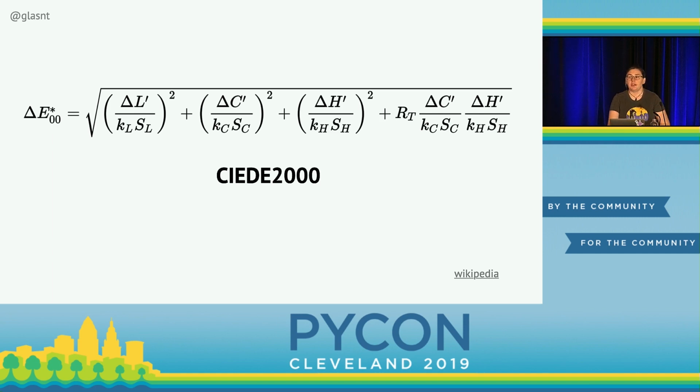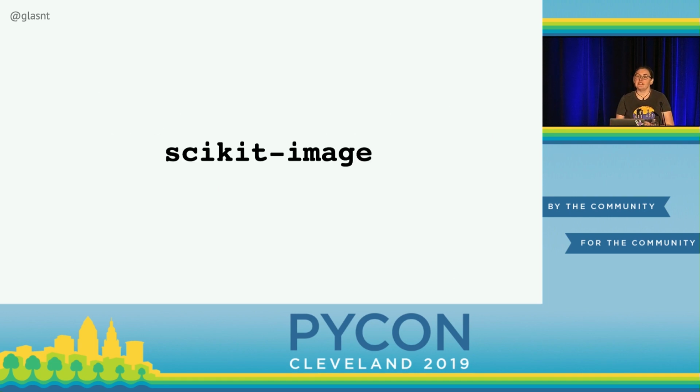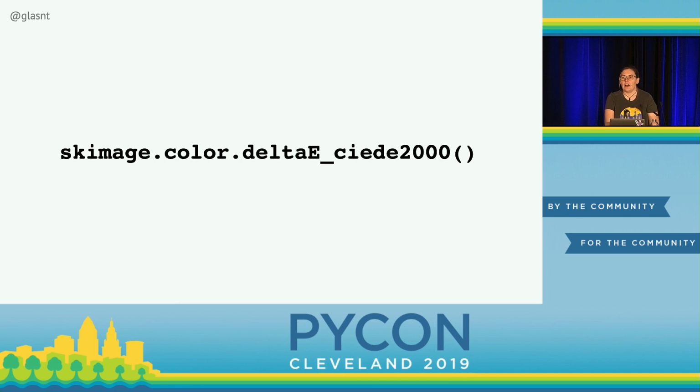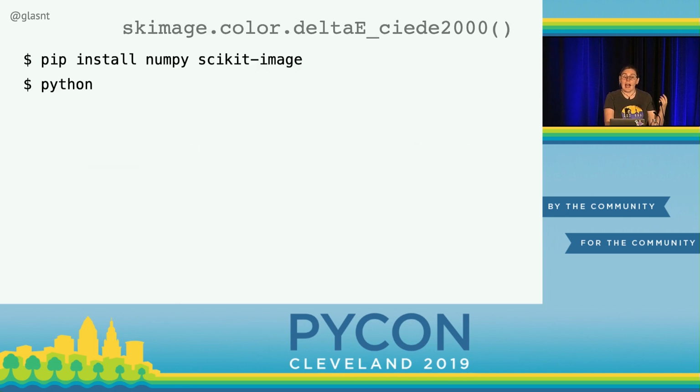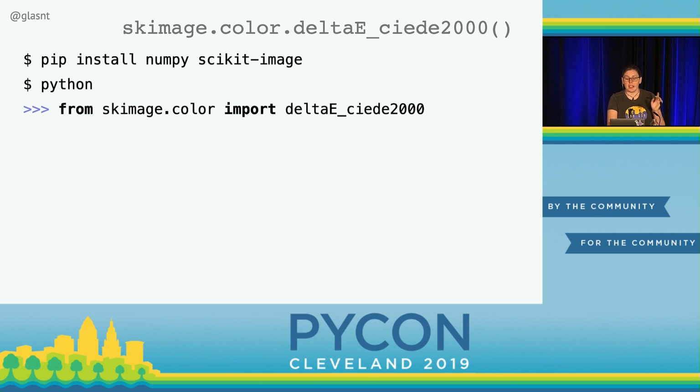And thankfully, because we live in a Python ecosystem, I don't have to implement this by hand. I can just import it from scikit-image. They have made available the algorithm where if I provide 2 colours, it'll give me the distance. And again, in my terminal, I can import both NumPy and scikit-image, load up my Python interpreter, import this particular formula, give it the 2 colours, and it'll give me the distance.